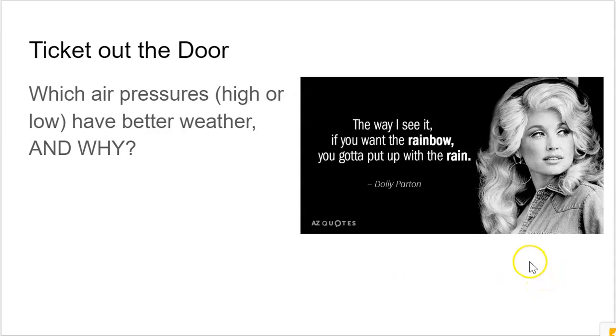And this is also my wife's favorite singer, Dolly Parton, and a quote from her: "The way I see it, if you want the rainbow, you gotta put up with the rain." And that's saying sometimes good things only come out of bad times. And I think that's very fitting for now.